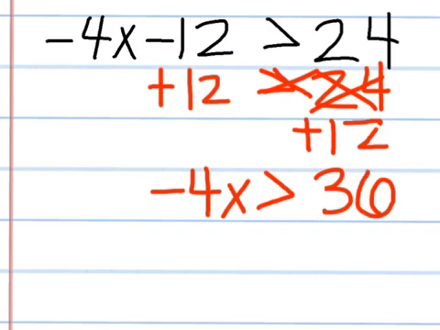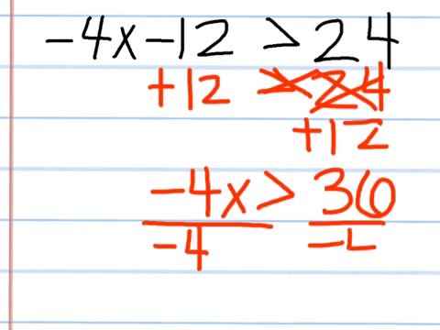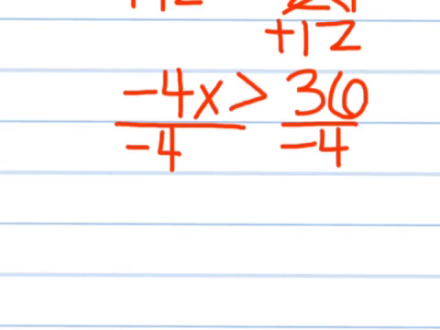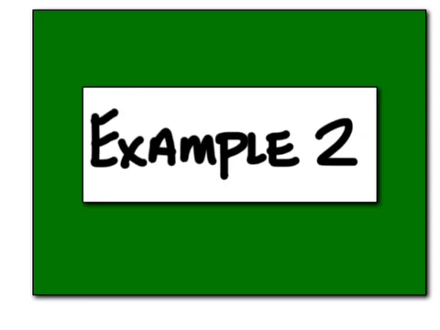What do we need to do next? We want our x by itself. We need to divide. If we want our x by itself, we have a -4 in front of our x. We need to divide to get that -4 out. When we divide by a negative, what do we have to do to our inequality? We're going to flip it. So we'll have x is less than -9. That should be our final answer.